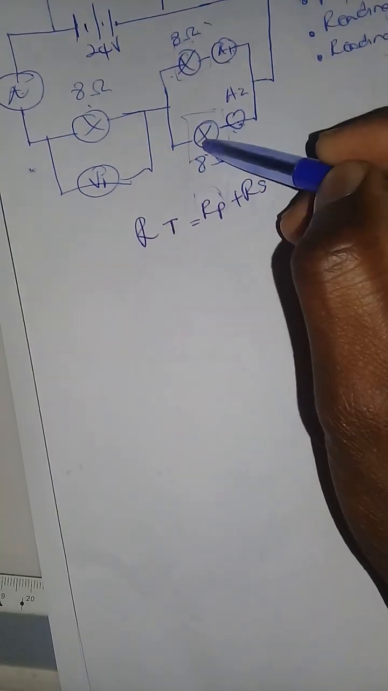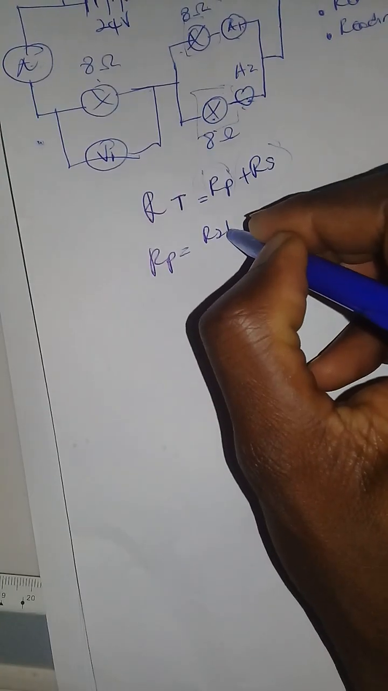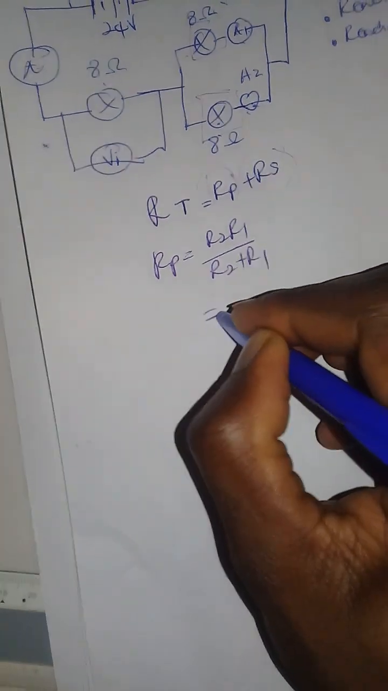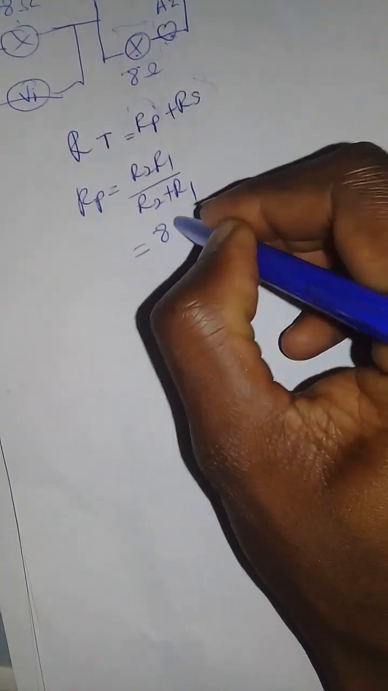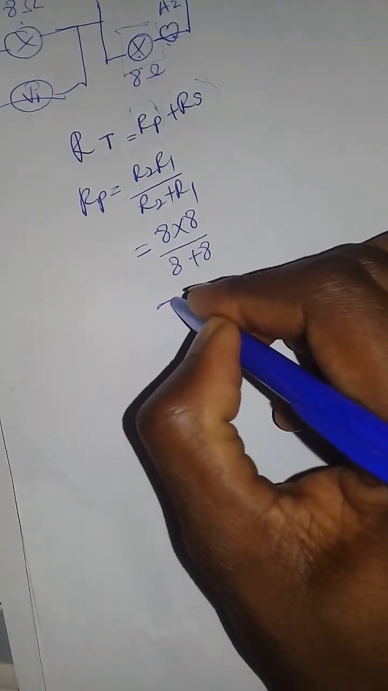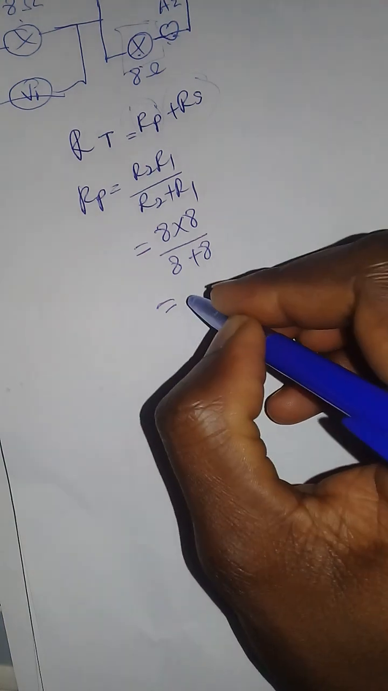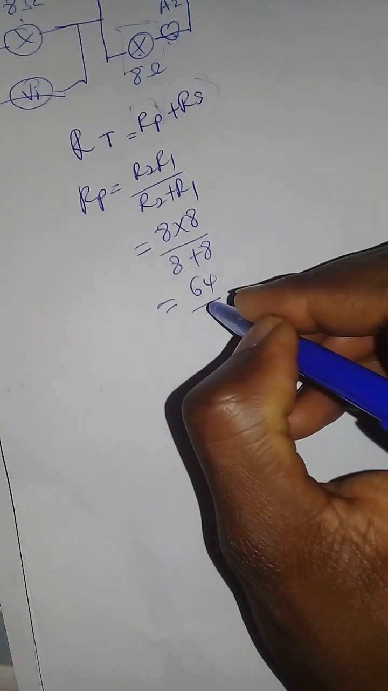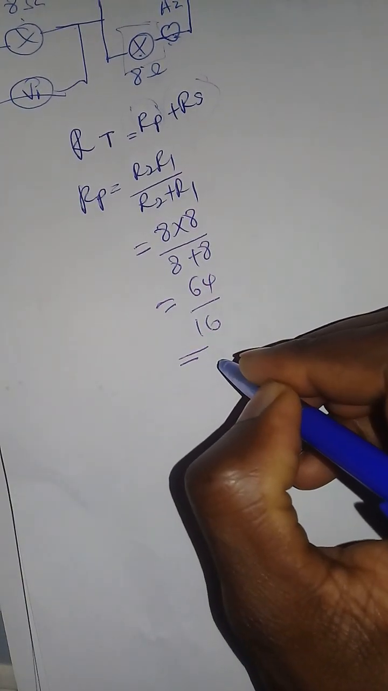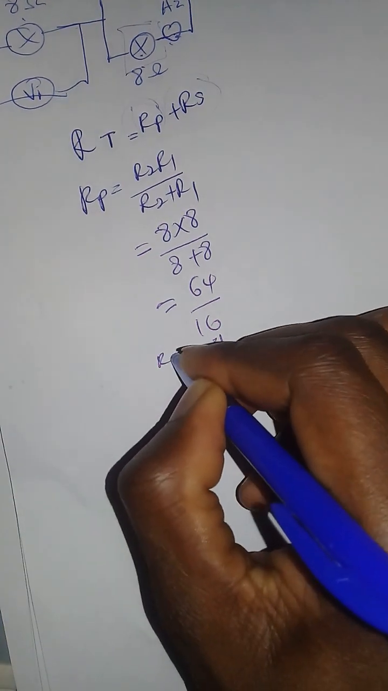So we have 8 and 8. Rp is equal to R2 times R1 over R2 plus R1. Remember our equation, simple to use. So it's 8 times 8 divided by 8 plus 8. 8 times 8 gives you 64, and 8 plus 8 gives you 16. So 64 divided by 16 gives you 4. So that's your Rp.